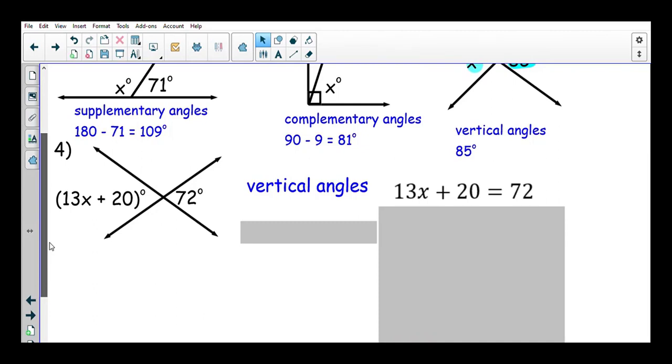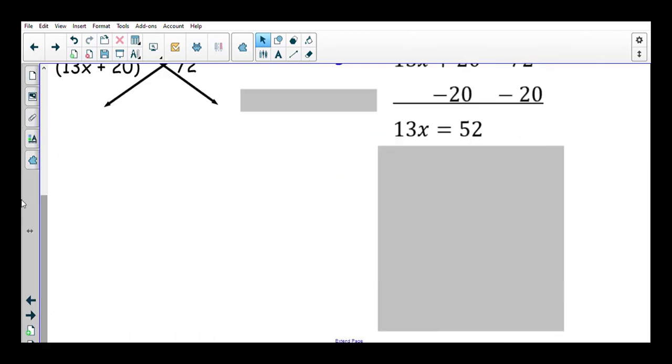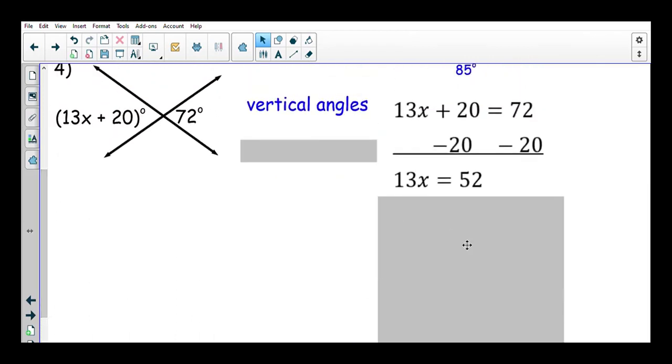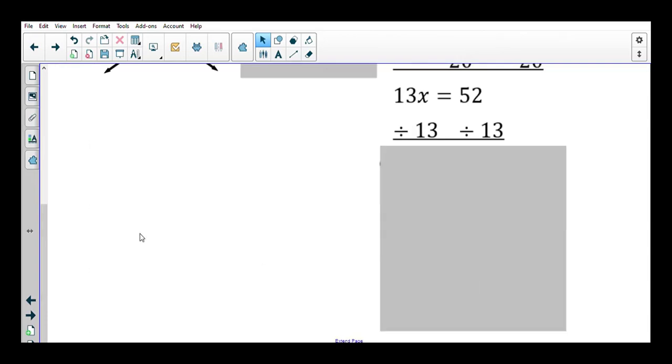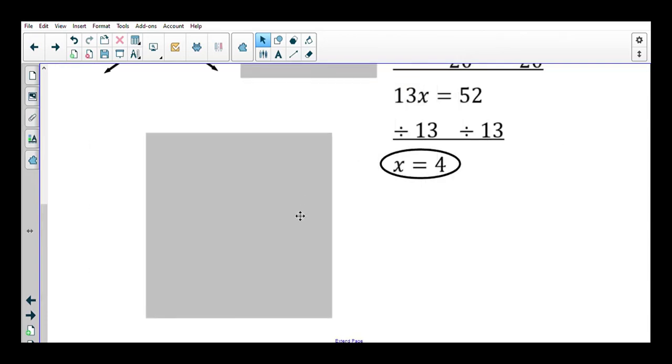So we have 13x plus 20 equals 72. The inverse of adding by 20 is to subtract 20, so let's go ahead and subtract 20 from both sides. That gets us 13x equals 52. My final step is to divide both sides by 13. 52 divided by 13 is 4.